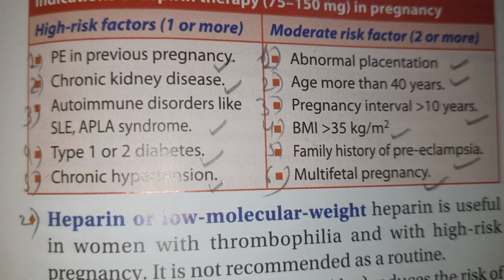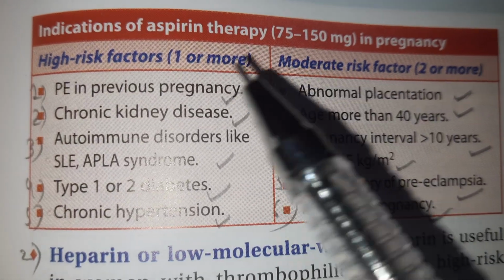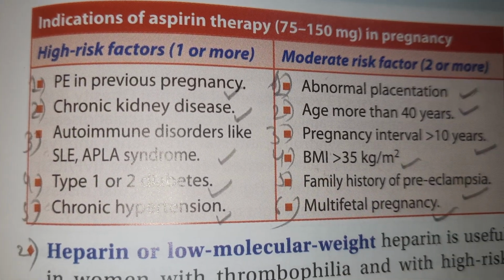If there are 2 or more of these factors, then we have to give aspirin therapy 75 to 150 milligram in pregnancy.